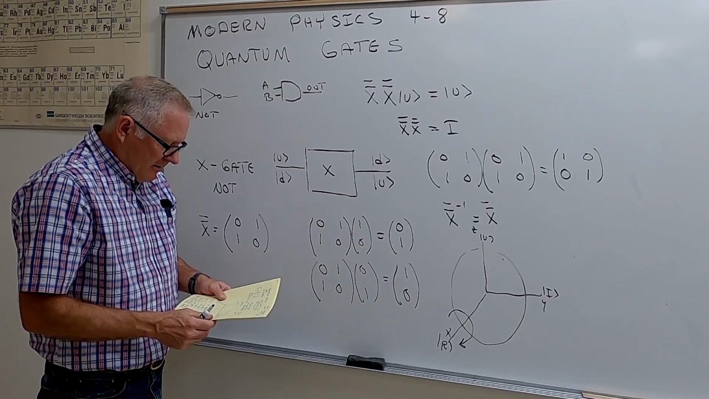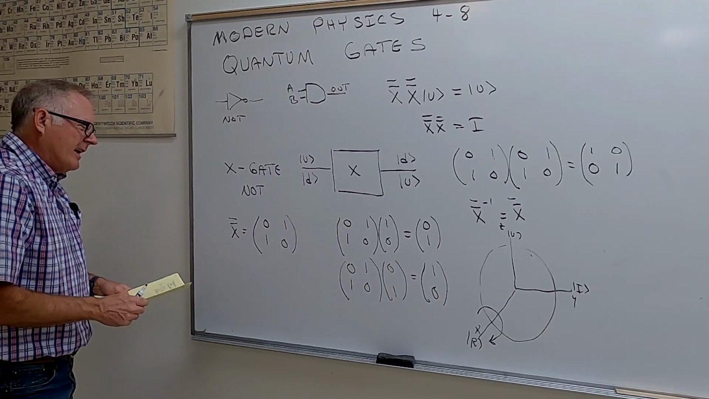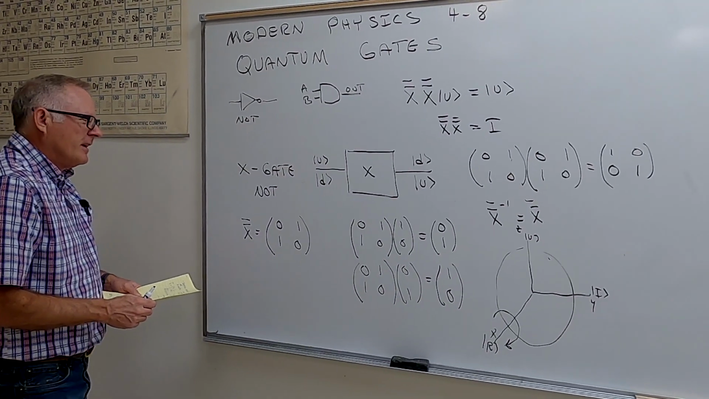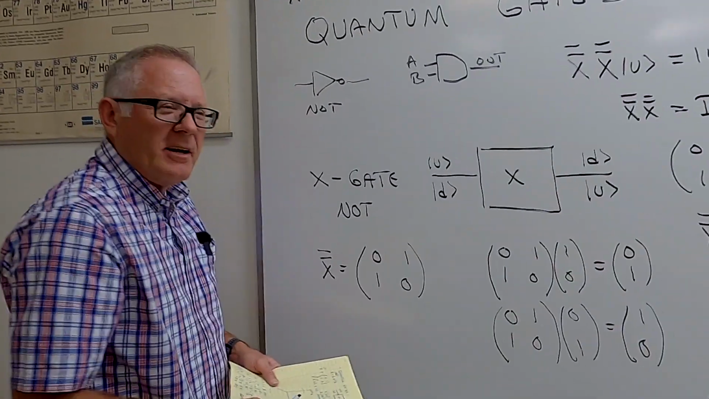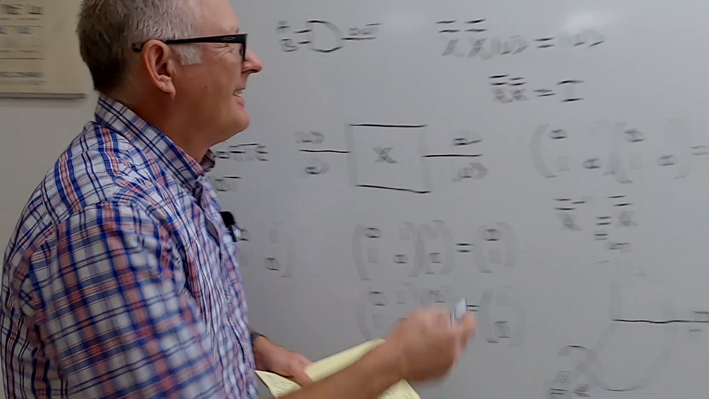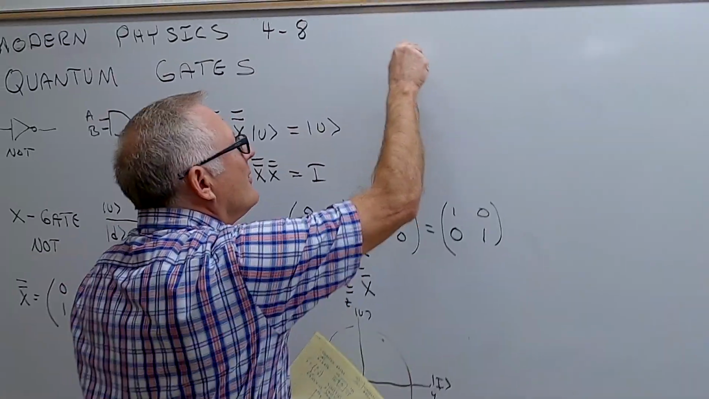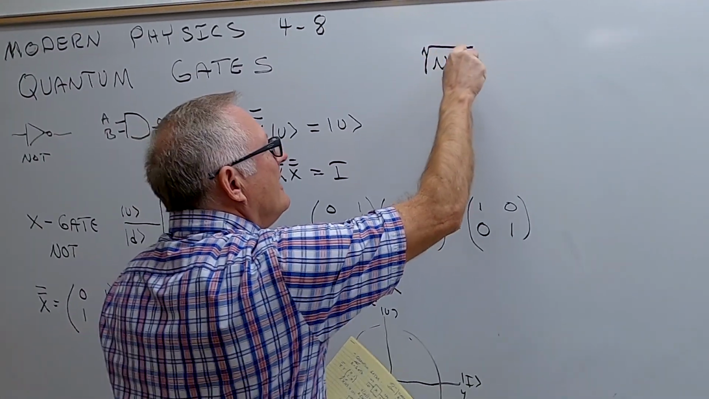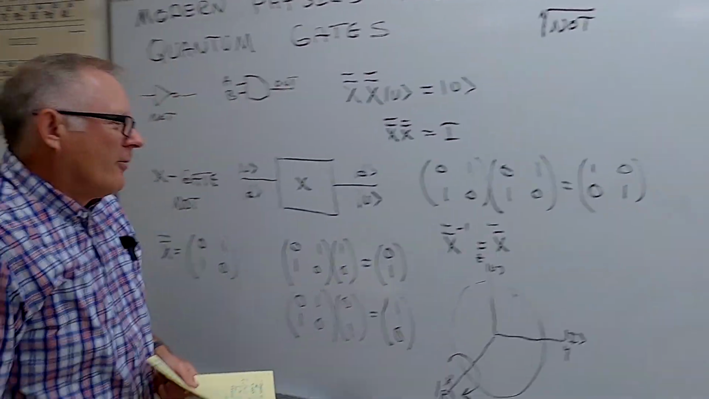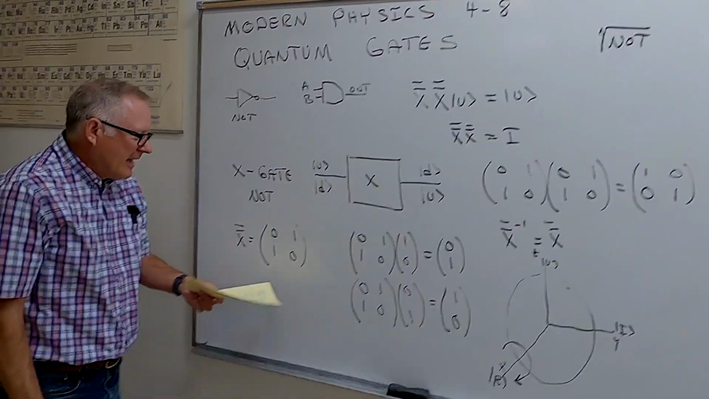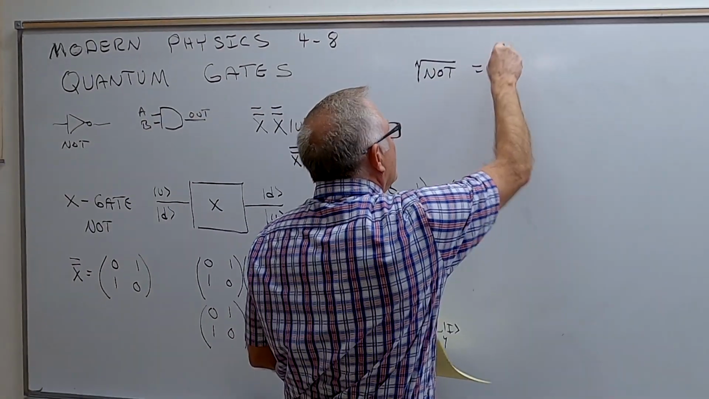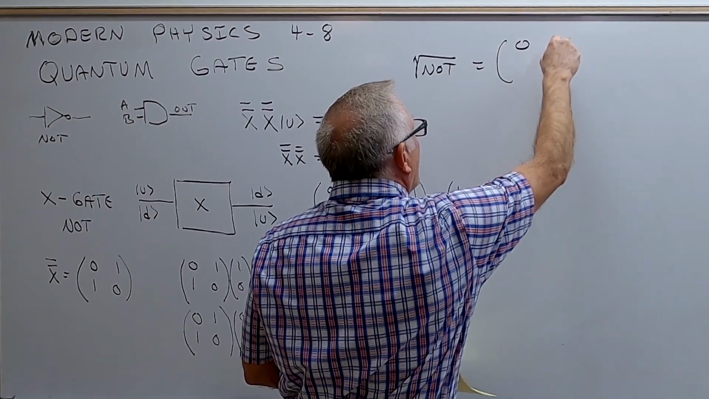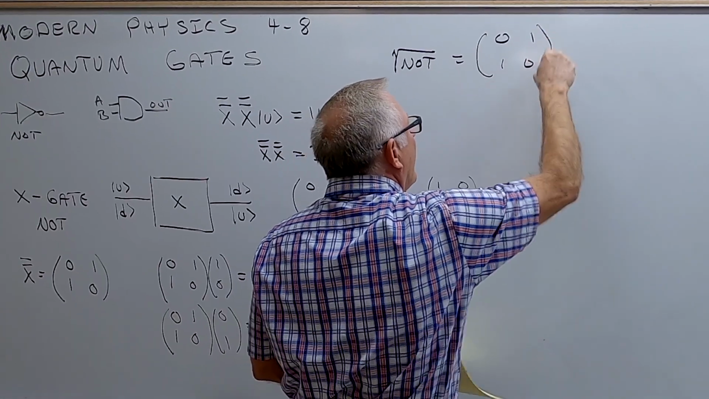Okay, I should say, which is kind of strange, there's also something called the square root of a NOT gate. Square root of the NOT gate. Well, what would the matrix of that be? It'd be the square root of this. It'd be 0, 1, 1, 0 to the 1/2 power.